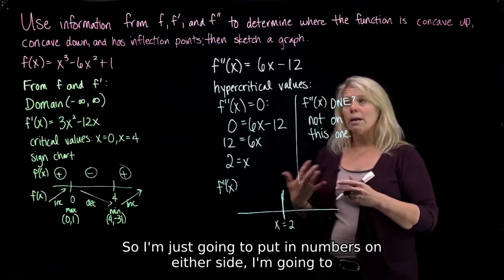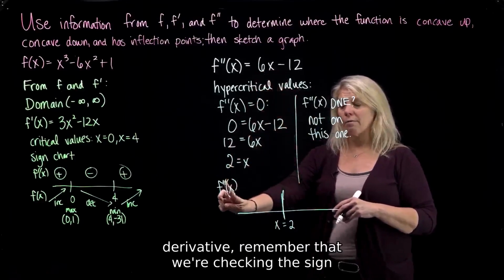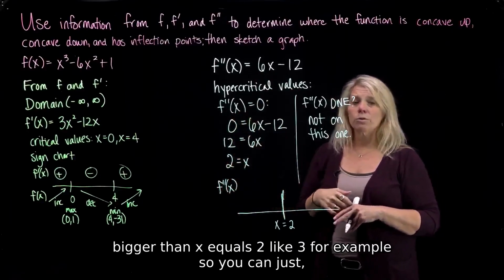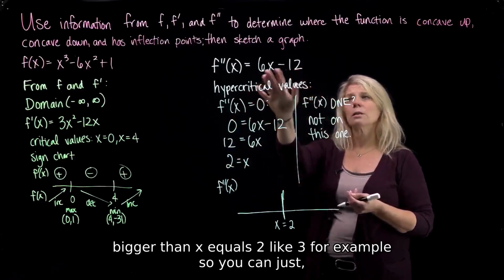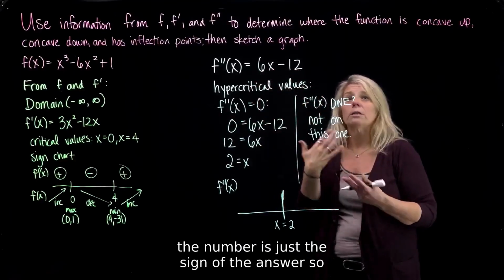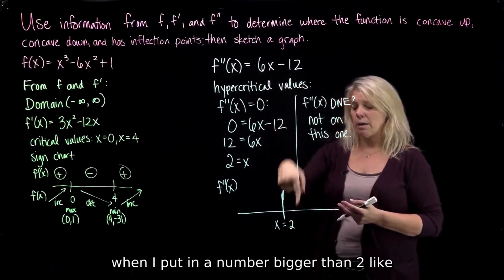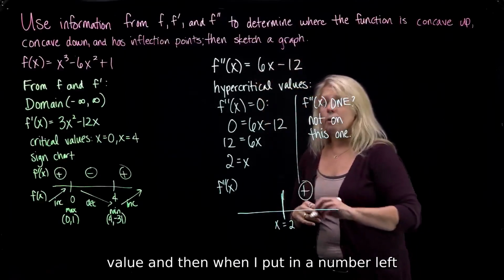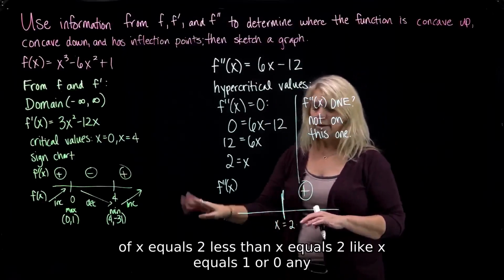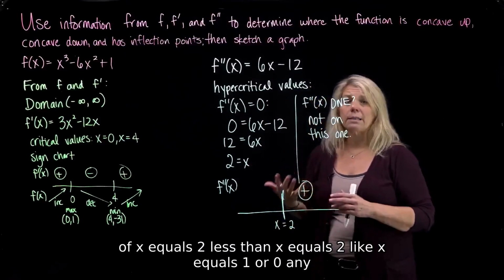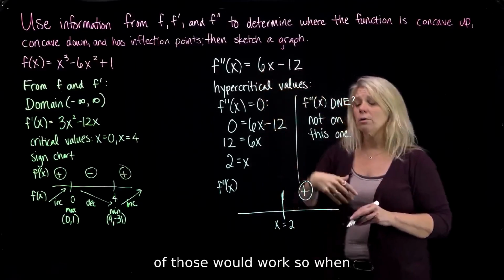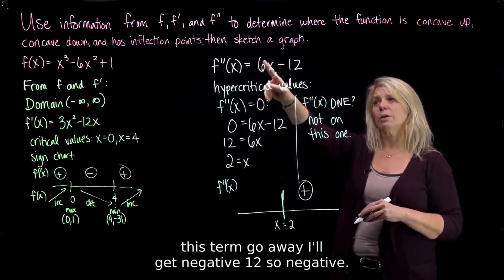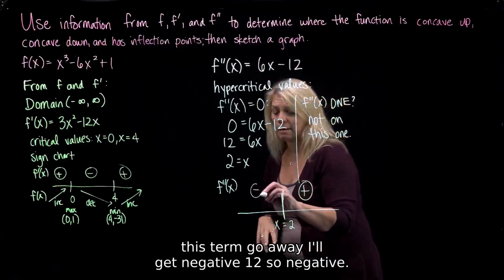So I'm just going to put in numbers on either side. I'm going to put those into the second derivative. Remember that we're checking the sign on that second derivative. So some number bigger than x equals 2, like 3, for example. You don't care exactly what the number is, just the sign of the answer. So when I put in a number bigger than 2, like 3, I'll have 18 minus 12, which is a positive value. And then when I put in a number left of x equals 2, less than x equals 2, like x equals 1 or 0, any of those would work. So when I put in x equals 0, it's pretty easy because it'll make this term go away. I'll get negative 12, so negative.